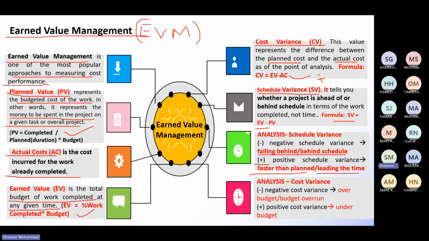Similarly, cost variance, if you are getting the money value in minus, then that means you are spending more money on the project. Overrun, the cost is overrunning. If the value of the cost variance comes down to positive value, that means you are under budget. You are not spending more amount of money. So these formulas are very important. You need to remember this so that we can solve this problem using this tool called Earned Value Management, EVM, right?